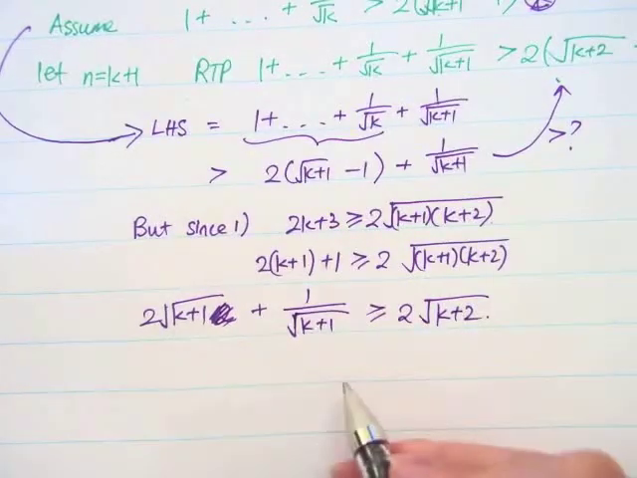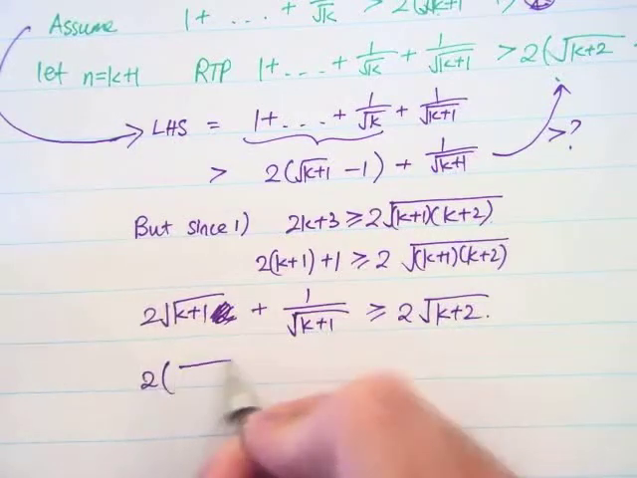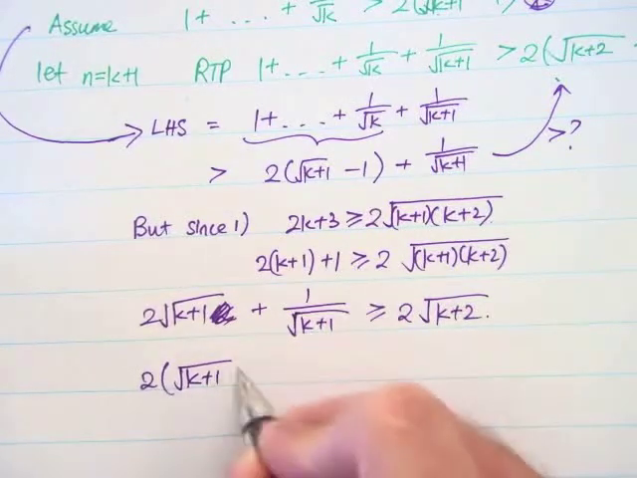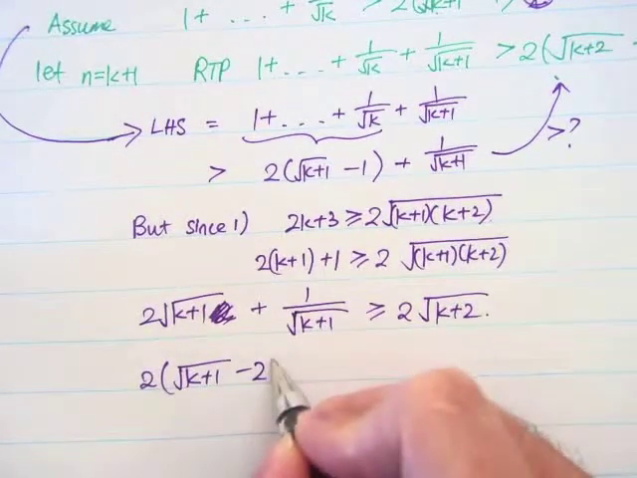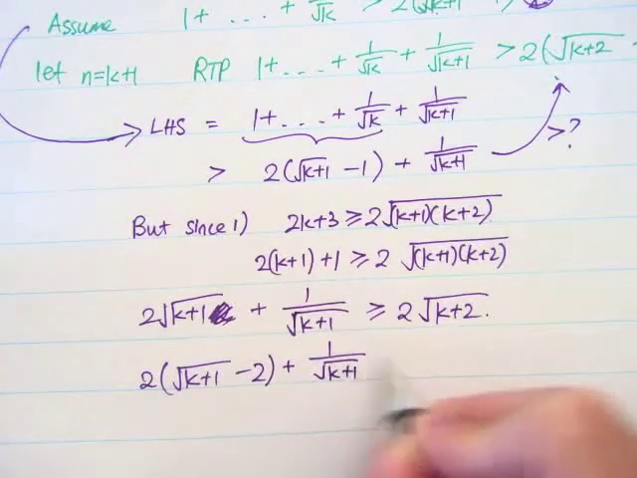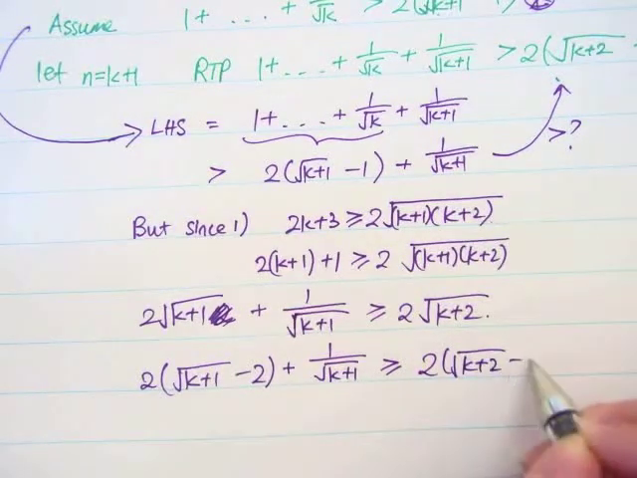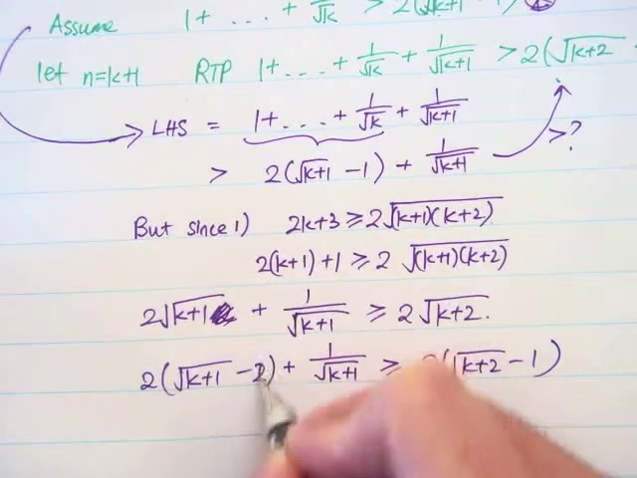Great, and now all we have to do is just minus 2 from both sides. So we have 2 bracket... that should be a 1 there, sorry.